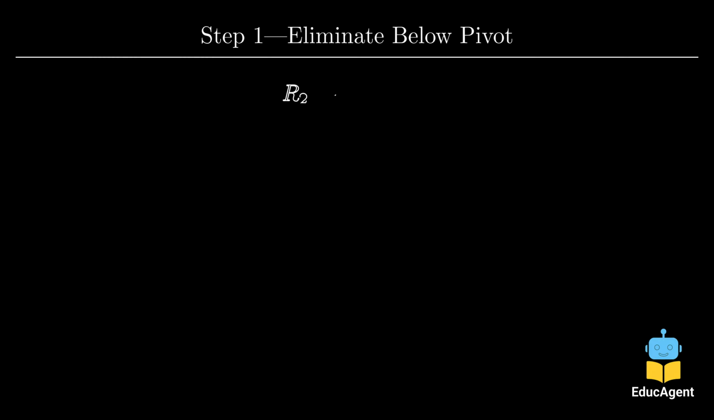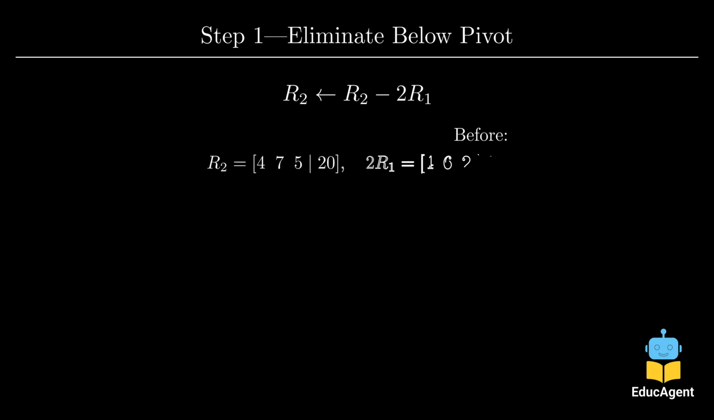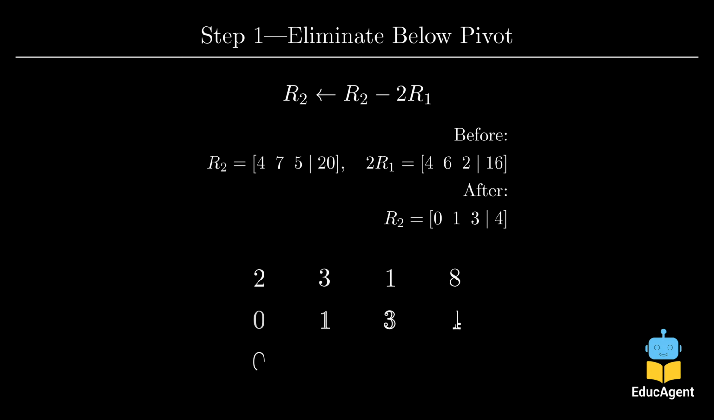To remove the 4 under the pivot 2, subtract 2 times row 1 from row 2. Watch each component update. The 4 becomes 0, and the rest of the row simplifies nicely. Now column 1 is cleared below the first pivot. Next, we'll use the new pivot in row 2 to clear column 2 below it.